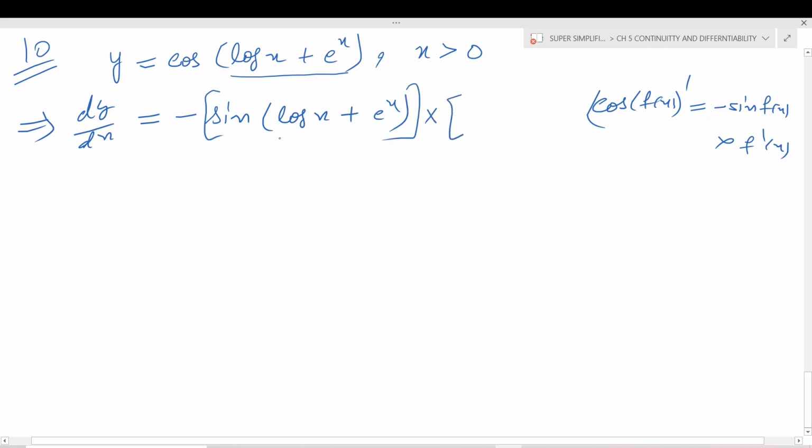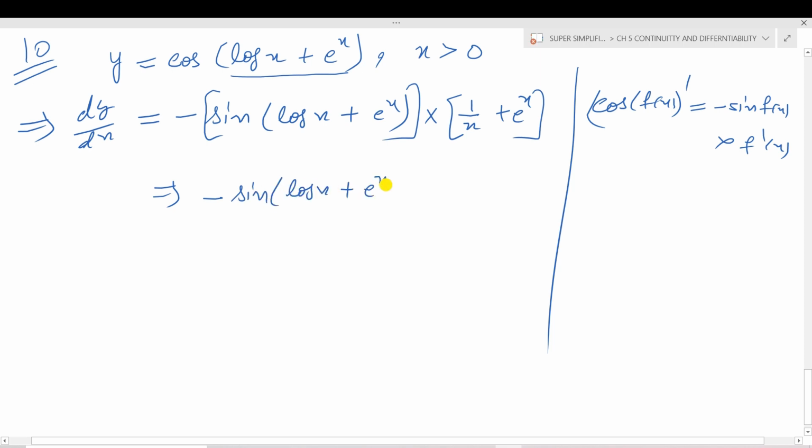Derivative of log x is 1 by x and derivative of e^x is e^x. So this is the answer. You can simplify. I don't think there is much simplification possible. But still I can write it as minus of sine of log x plus e^x into 1 plus x e^x upon x. That's all that we can do. We cannot solve it much.